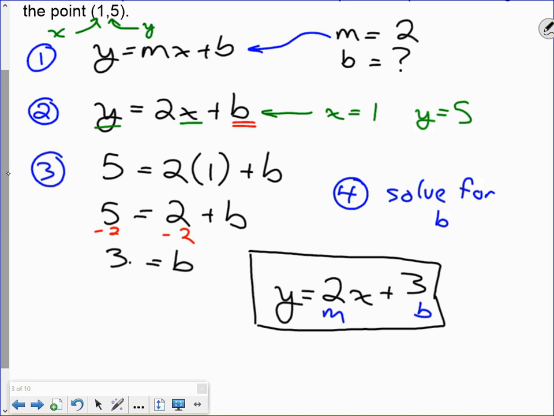Okay? So you look at what you're given. Okay? We were given the slope, and we were given an x and a y. We put them into our equation, and then we solve for this thing that we were trying to find, this b value. Okay.